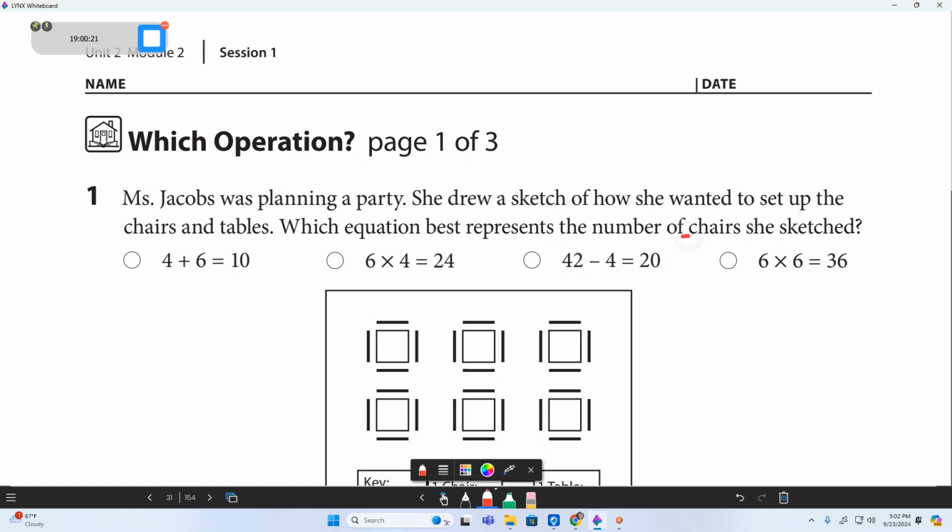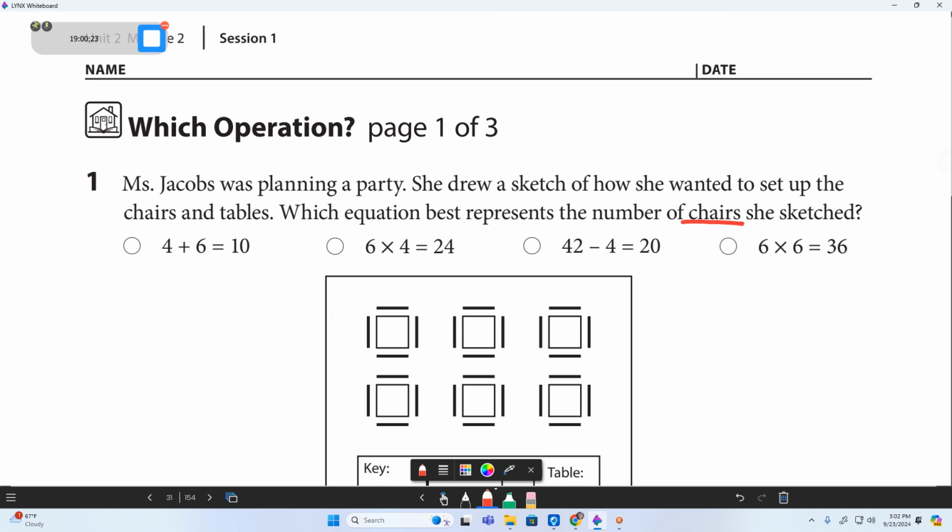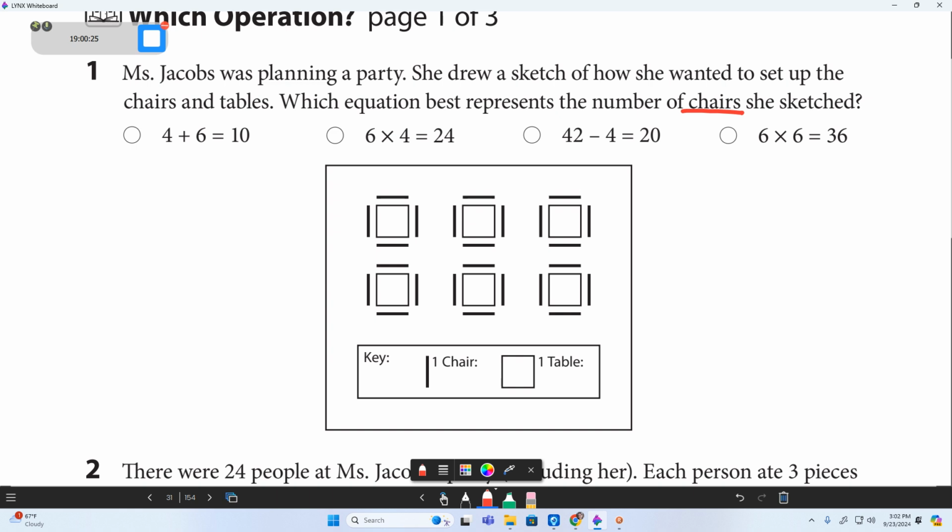Okay, just want to make sure that we're thinking about chairs. So when you look at the picture, it looks like we have our square tables, and each of these lines is a chair. So we have 1, 2, 3, 4, 5, 6 tables, and there are 4 chairs each. 6 times 4. There we go. Okay, moving on.